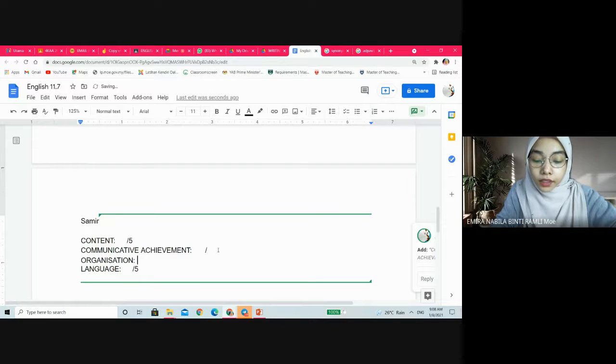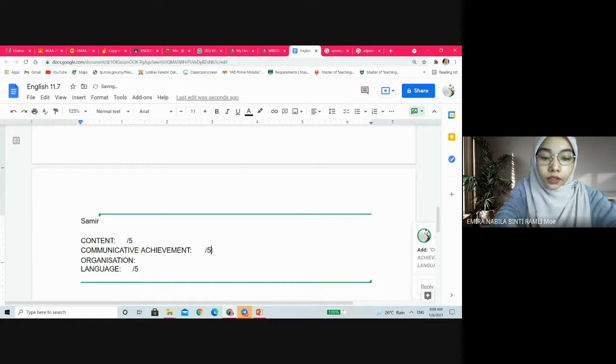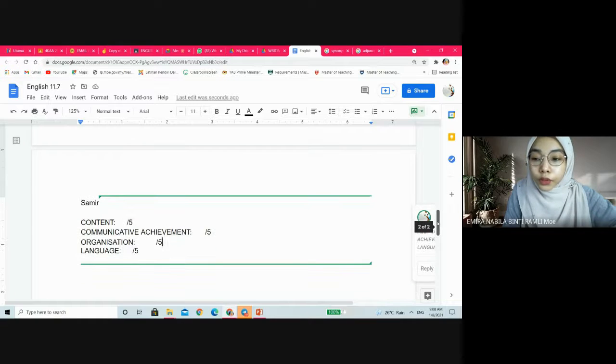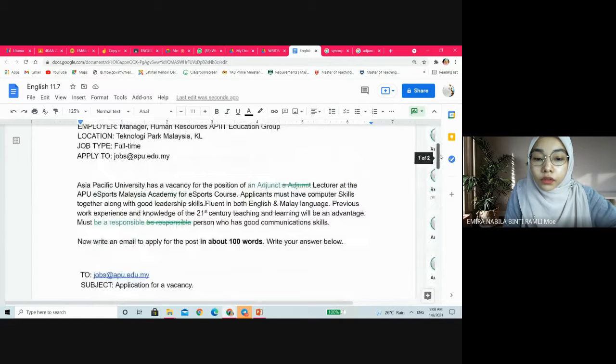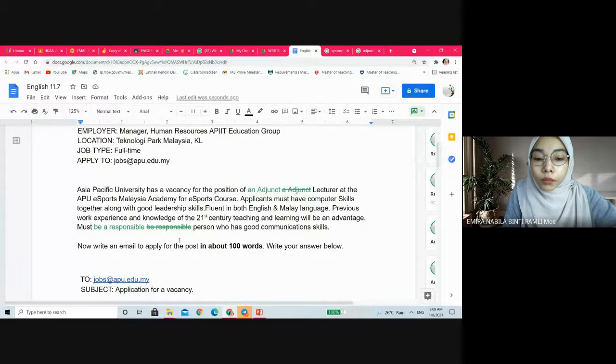Organization, 5 marks there. Okay, thank you Al Irfan. So communicative achievement is 5 marks. Organization will give you 5 marks as well. Now we want to give marks for Samir's answer to my question. We see whether Samir has achieved the content points or not. In terms of content, the question asks Muammar Samir to write an email to apply for the position.